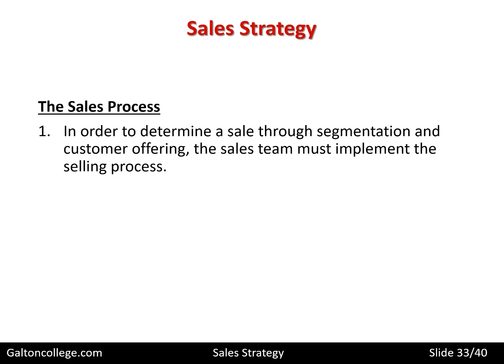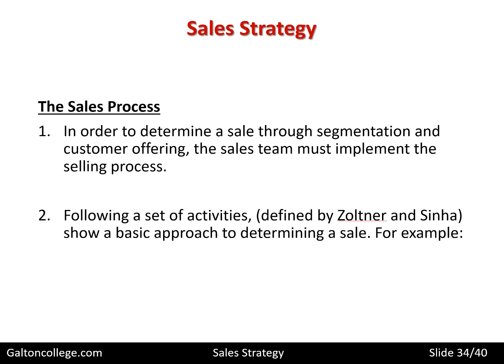Now, the sales process. Well, in order to determine a sale through segmentation and customer offering, the sales team must implement the selling process. In other words, they must have a strategy, a method of taking the product and identifying customer needs within the segment that they're targeting, and then offer that good at the right price and delivered to that segment. And they must have a strategy to do that. It can't just be made up on the hoof. It has to be worked out carefully in advance.